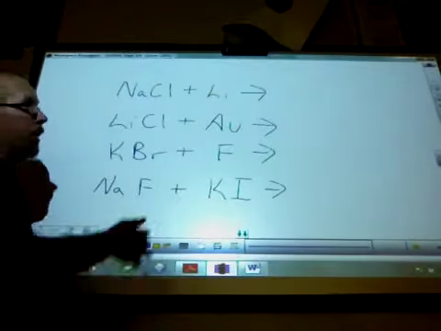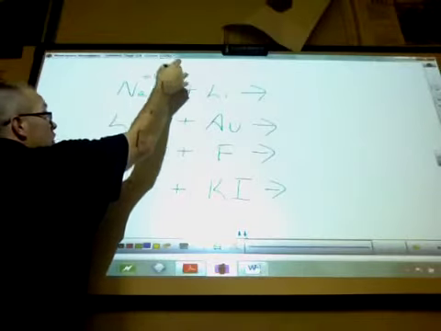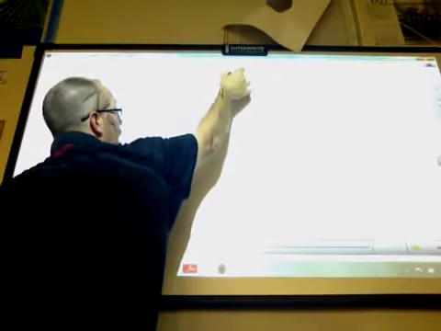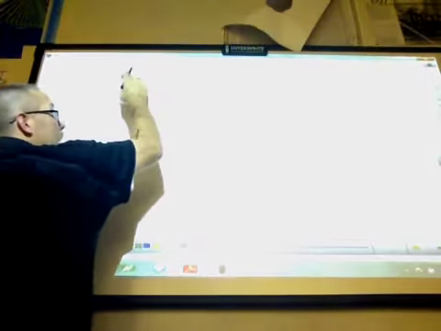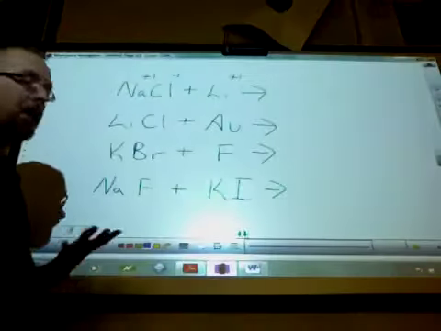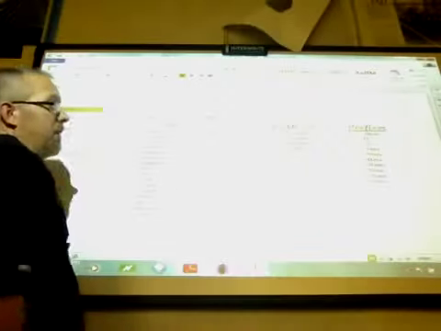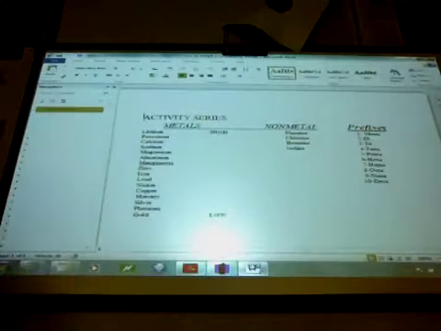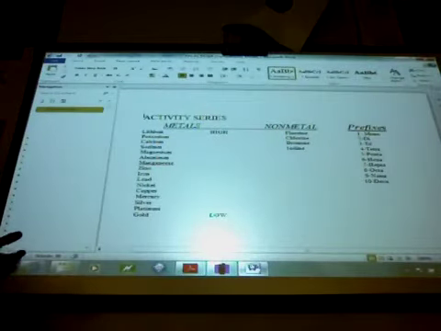And how do you determine whether a reaction will occur? Well, you take the charges and you look and see. Obviously a positive, or cation, will try to replace a cation. Then we refer to our list. We have this activity series list, and on this list we have all of our elements ranked. You should have this list.